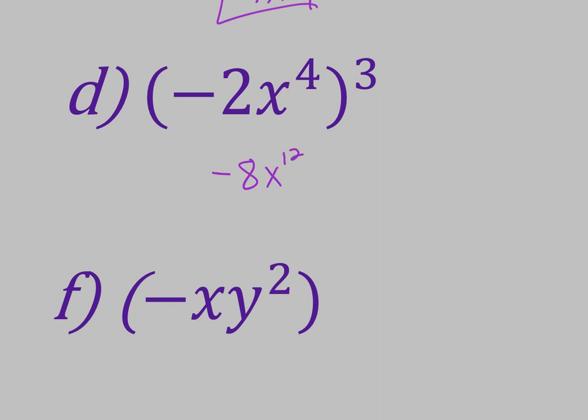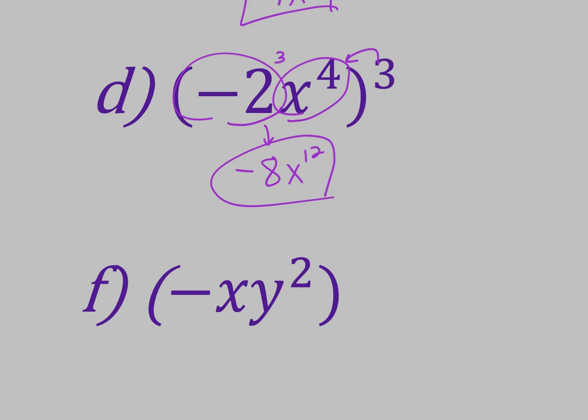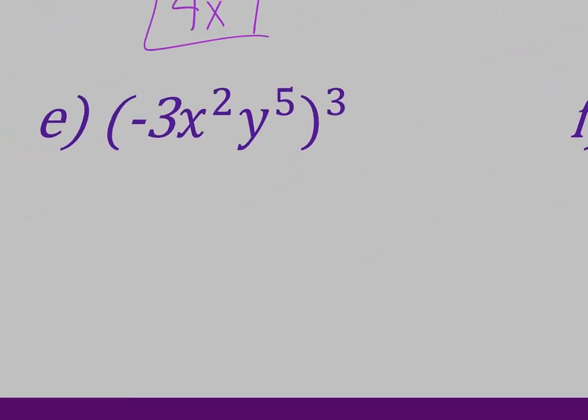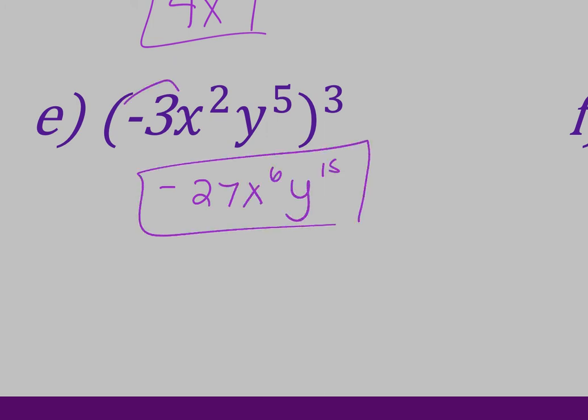Good. So the negative 2 gets raised to the 3rd. That gives you the negative 8. And then the x to the 4th, the 4 and the 3 get multiplied together to give you the 12. All right, E. Good. So the negative 3 got raised to the 3rd. That's where negative 27 comes from. The x to the 2nd got raised to the 3rd, so we multiply those out and I get 6. And the y to the 5th got raised to the 3rd, and we multiply those exponents out and you get 15.